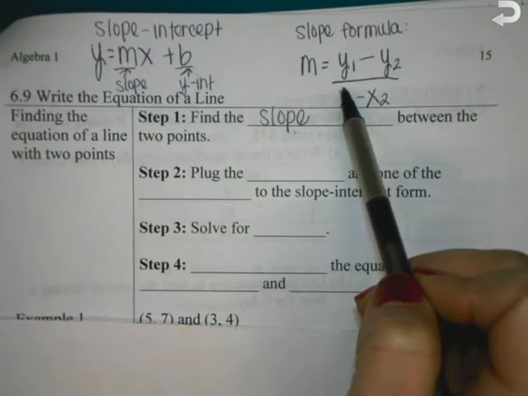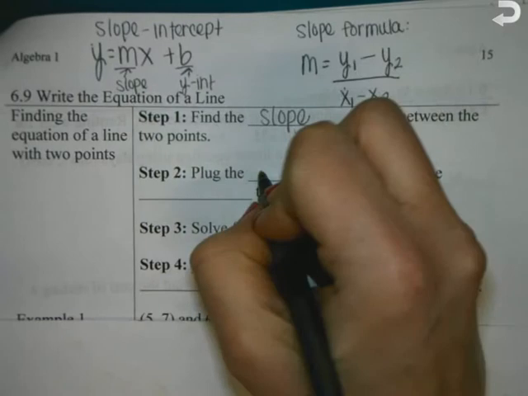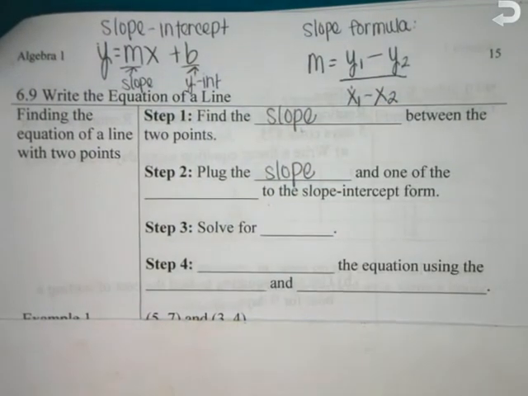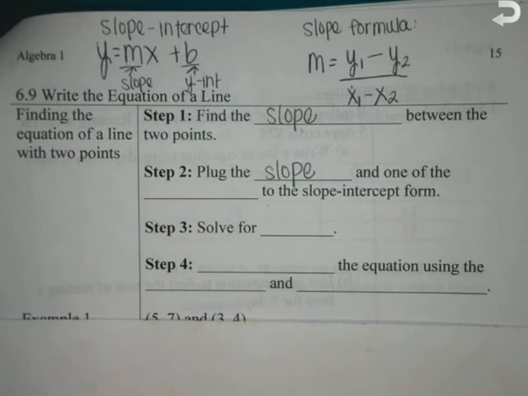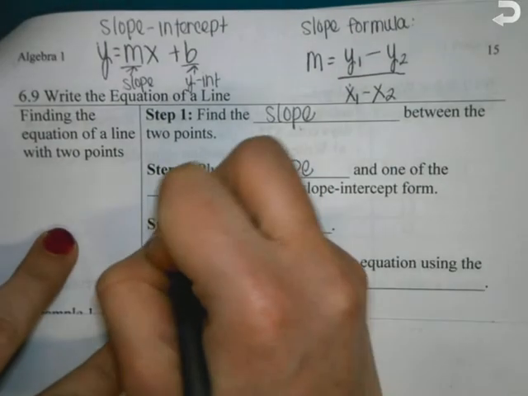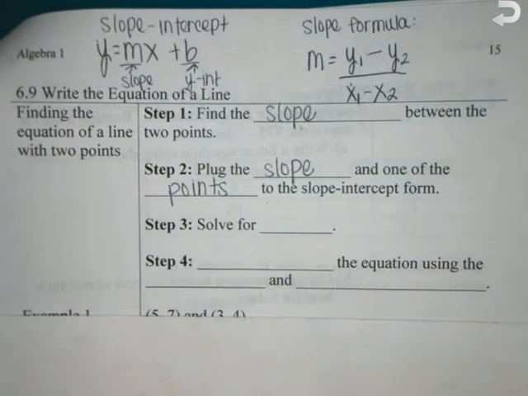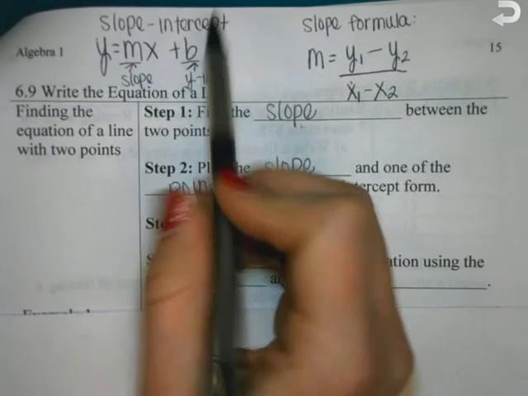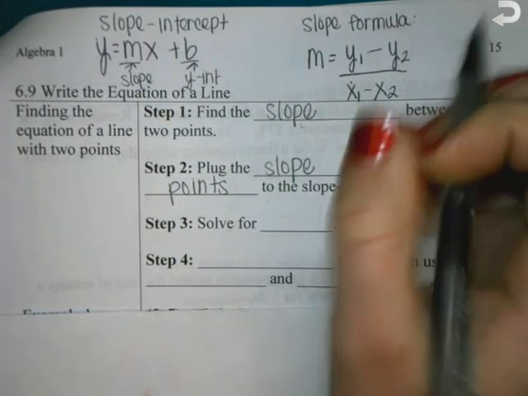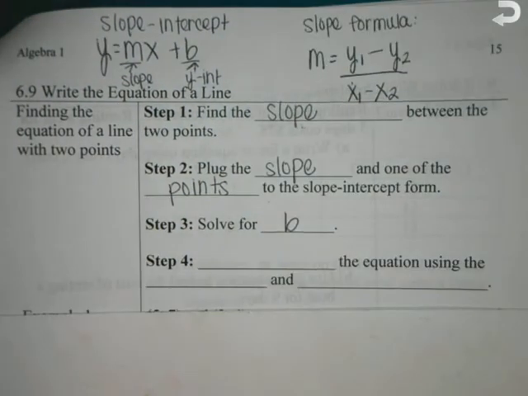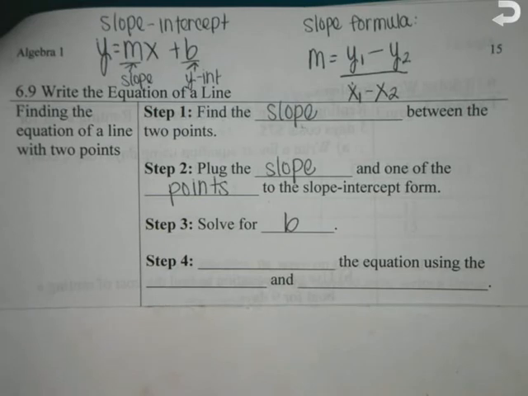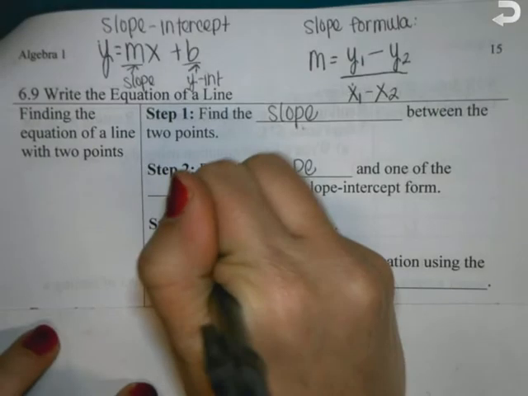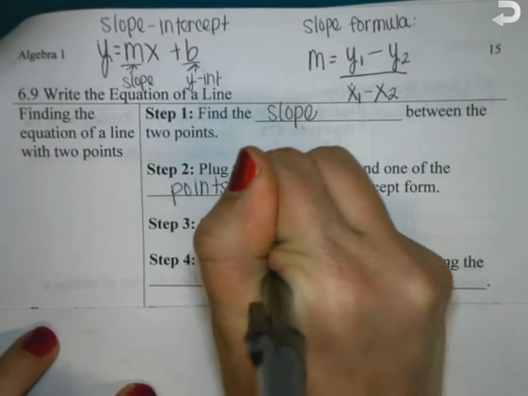Step 2, we're going to plug in the slope that we found and one of the points, just like we did on the homework last night. It does not matter which one. You can pick whichever one you want. We're going to solve for what's always missing when we plug them in? B. The b, right? So we need to solve for b here. So we're going to then have the slope. We have solved for b, which is the y-intercept. So we can rewrite the equation using the slope and y-intercept.